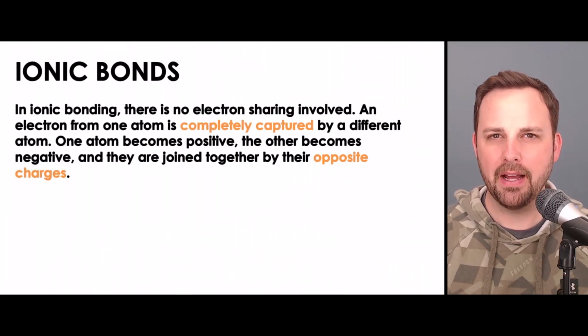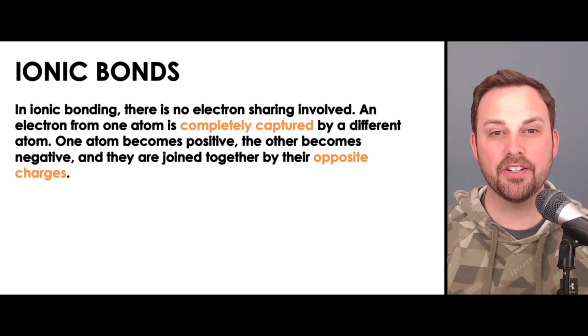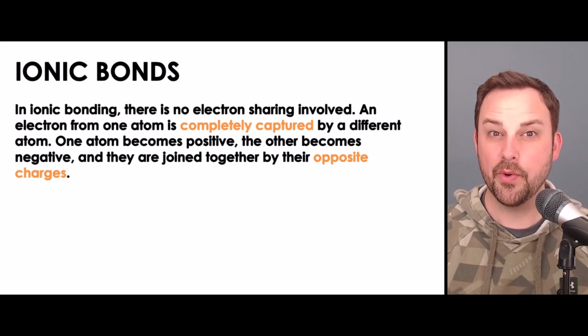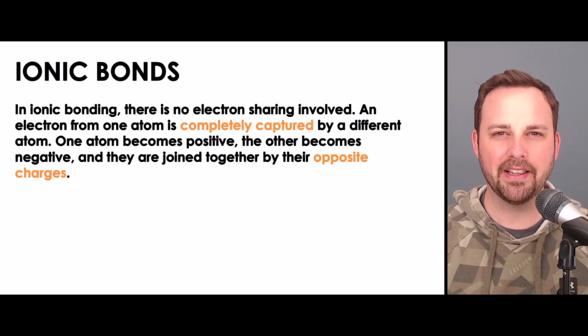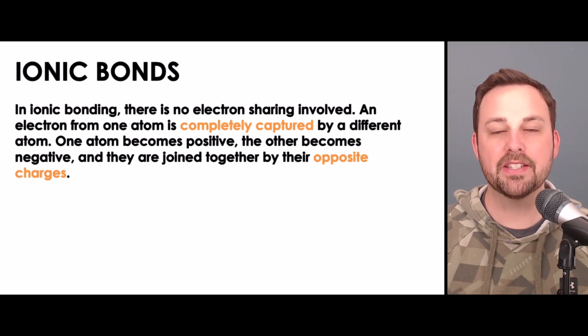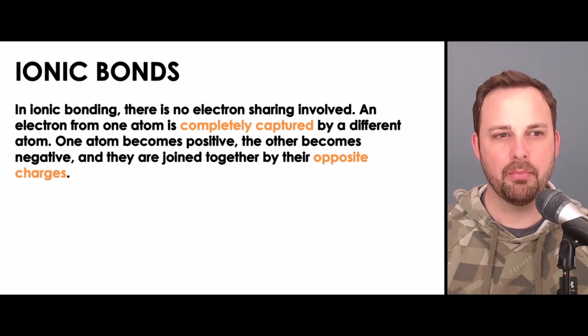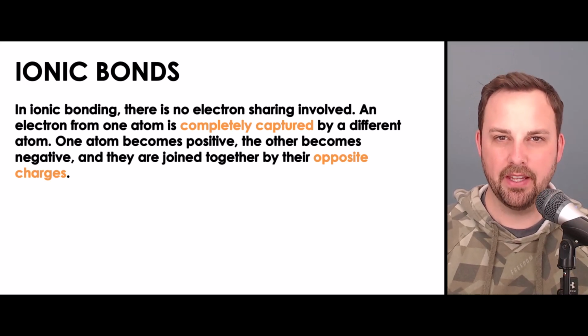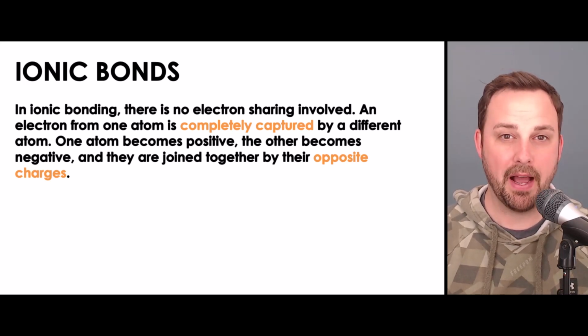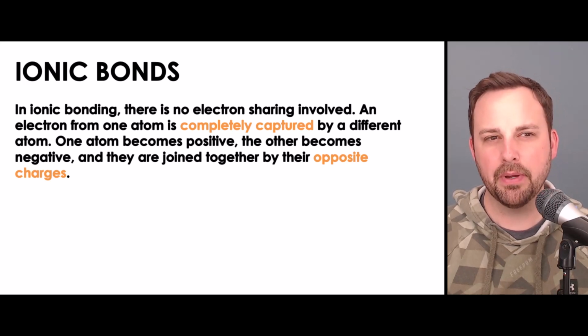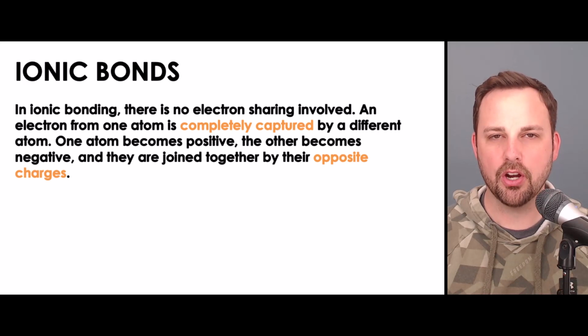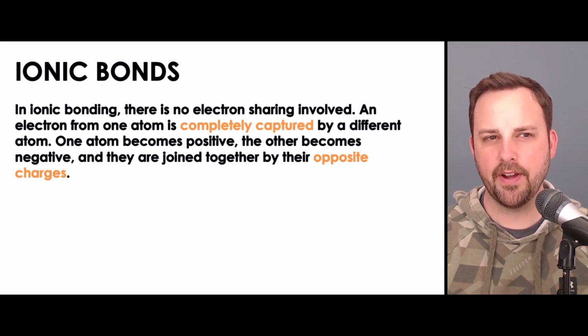In ionic bonding, there is no electron sharing involved. So we can already see it's different than covalent bonding. An electron from one atom is completely captured by a different atom. And in the end, one atom becomes positive and the other atom becomes negative, and they are joined together by their opposite charges. So that's a general description of ionic bonding.